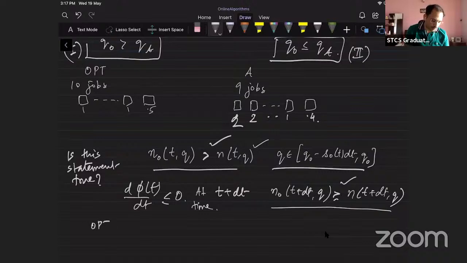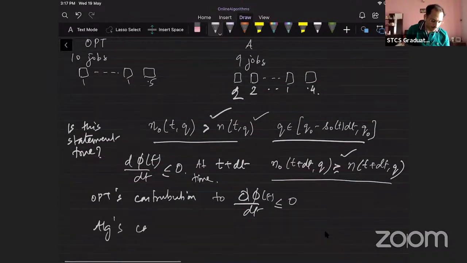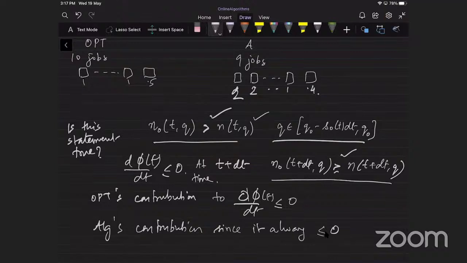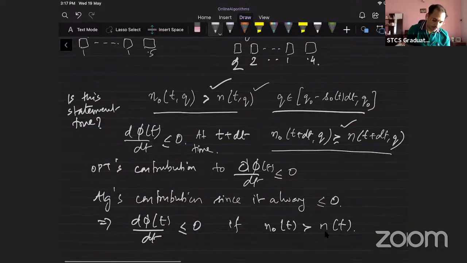So the OPT's contribution to d phi t by dt is less than 0, and the algorithm's contribution we don't even count, since it is always less than 0. Therefore, d phi t by dt is less than 0 if n0 of t is greater than n of t. Is everybody happy?